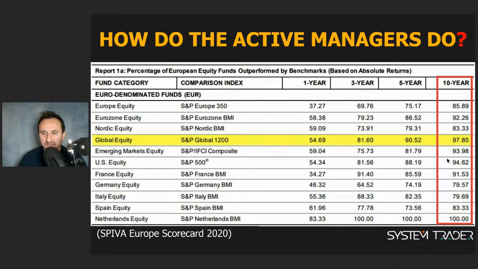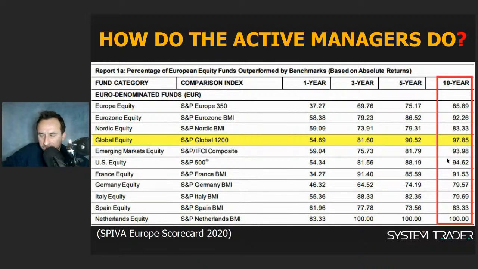After 3 years, it gets even worse because 81% of the funds, actively managed funds, were beaten by such a simple index. After 5 years, it's even worse because 90% of the funds were beaten. And after 10 years, 97% of the funds were beaten by the S&P Global 1200.